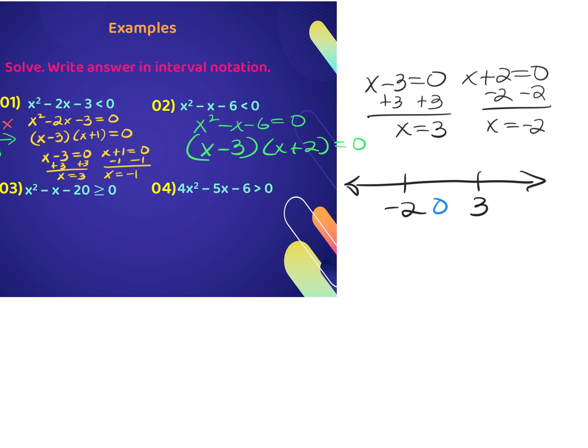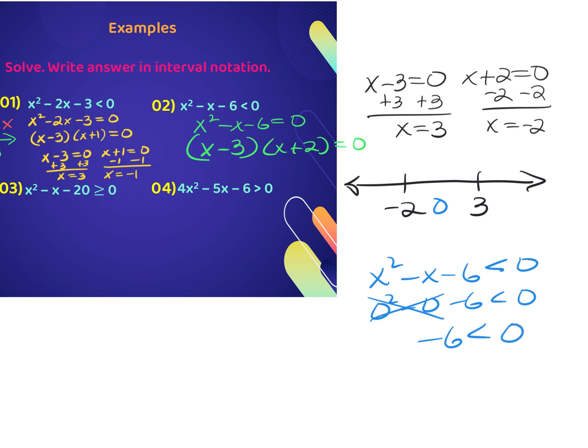And once I plug in 0, I'm plugging it into x squared minus x minus 6 less than 0. 0 squared minus 0 minus 6. This all is gone. -6 is less than 0. Again, it's a true statement where the 0 is located. So this gets a check, and then on either side, gets the X's. So this is the section that works.